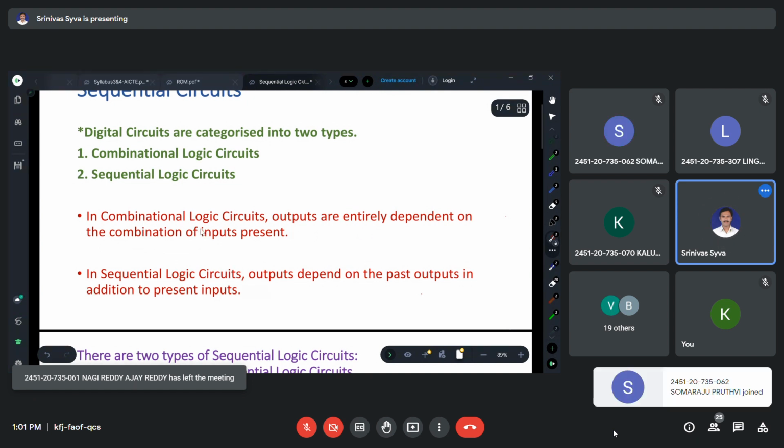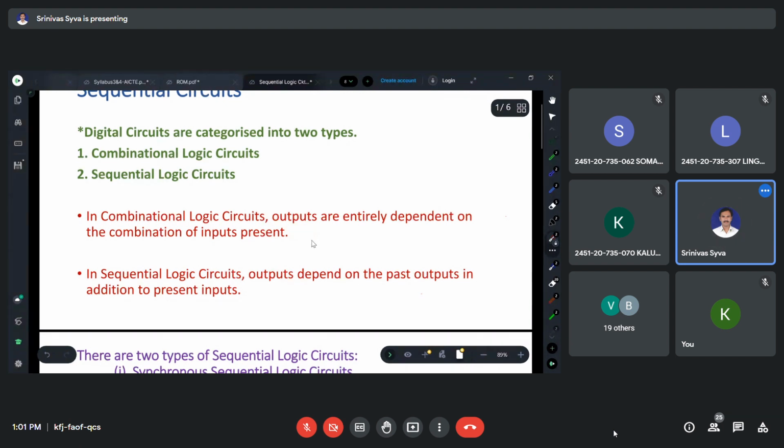Combinational means, suppose there are three input variables. In how many ways can we apply the inputs? Each input can assume the value 0 or 1, so three input variables can be applied in 8 possible ways, based on the combination of these inputs. So the output depends only on the combination of the inputs present at that moment.